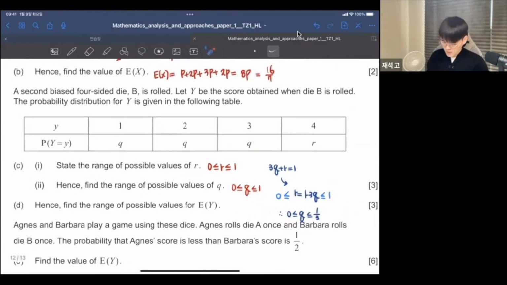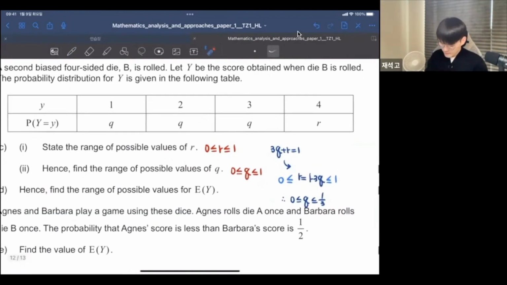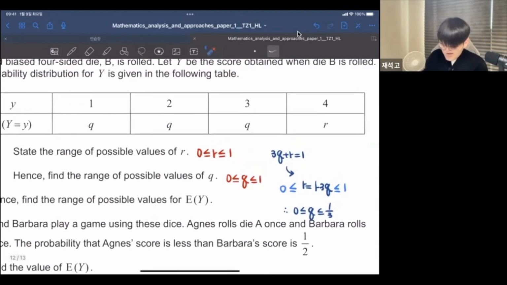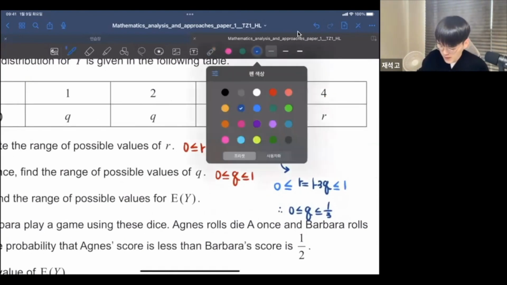Now this is the second problem in C. So let us calculate the potential range of the expected value of Y. We simply need to perform the addition operation in the prescribed manner. If we try it when we find the expected value of Y, we multiply and add it, so it becomes Q plus 2Q plus 3Q, which is 6Q plus 4R. The expected value of Y is 6Q plus 4R.